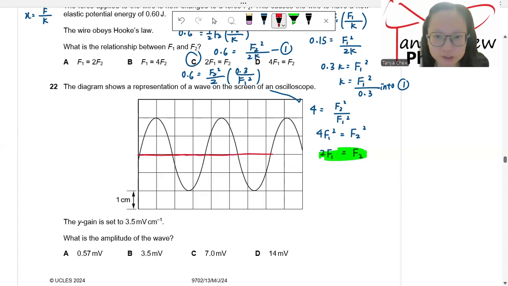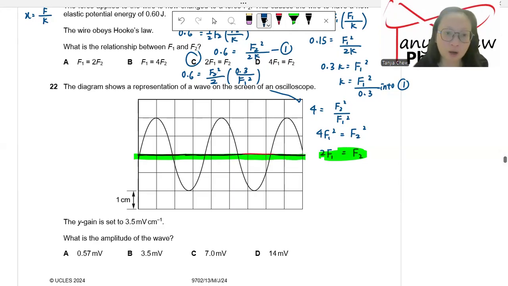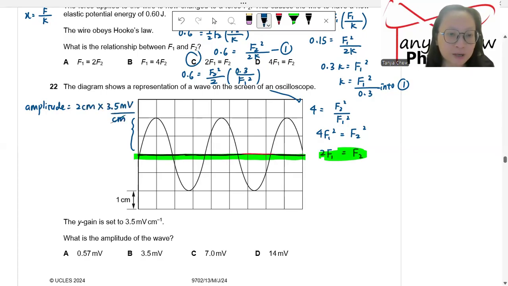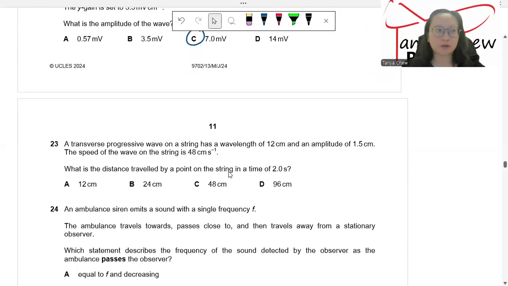Equilibrium position is a horizontal line that splits the two peaks of the wave into equal height. This is my equilibrium position, or sometimes it can be called fixed position or fixed point. I look at the height of one of the peaks here, which is 2 cm. Now, amplitude is equal to 2 cm, the height, times 3.5 millivolt per cm. The cm cancel, therefore you get 7.0 millivolt as the answer. C is the answer. Question 23.